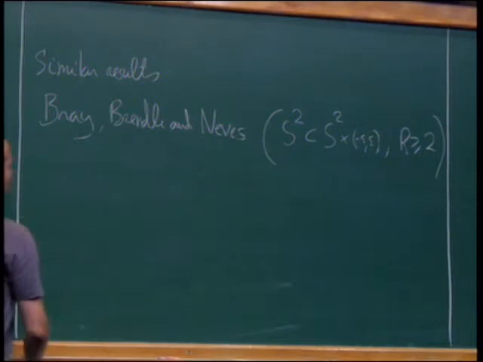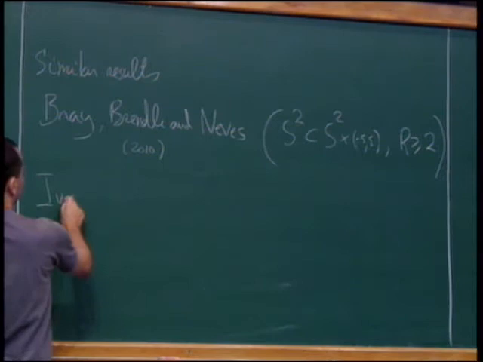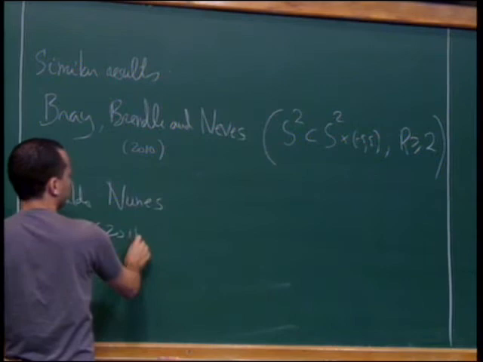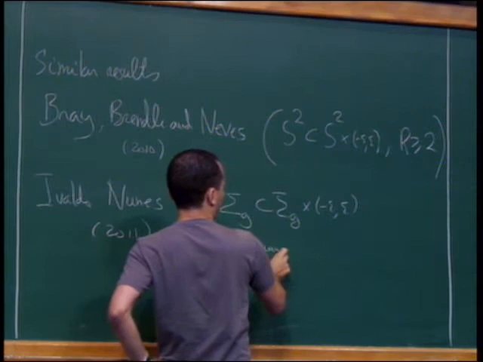So the remaining case was the case where the cross-section was a hyperbolic surface of curvature minus 1. So this is 2010. And the case where the cross-section is a hyperbolic surface was recently done by PhD students of mine. So that's Ivaldo Nunes. He proved a 2011 rigidity result of that sort, where the surface is actually a surface of genus at least 2. And here the scalar curvature is bounded by minus 2, say.